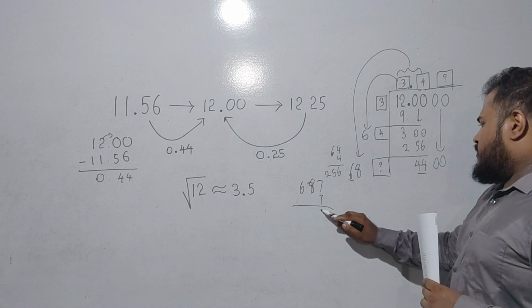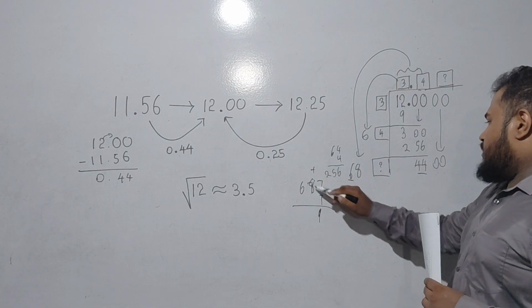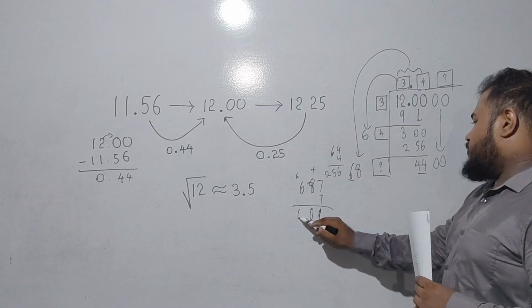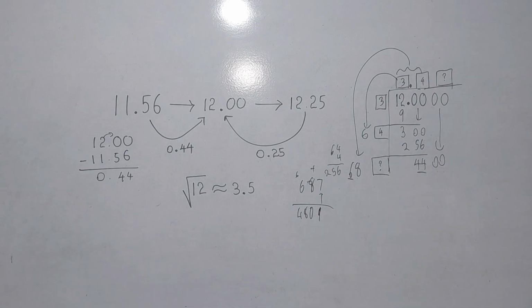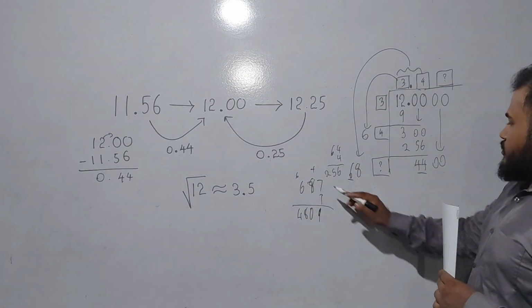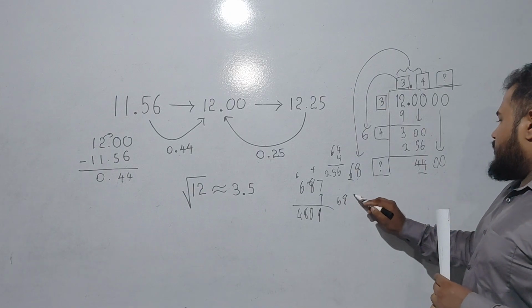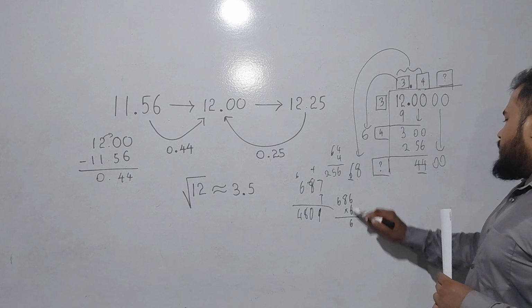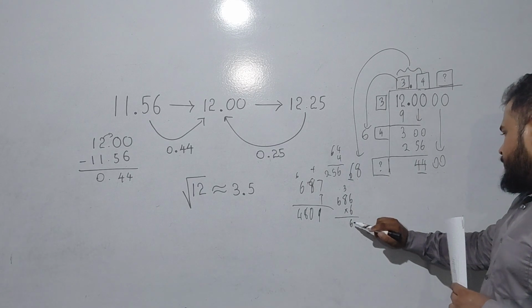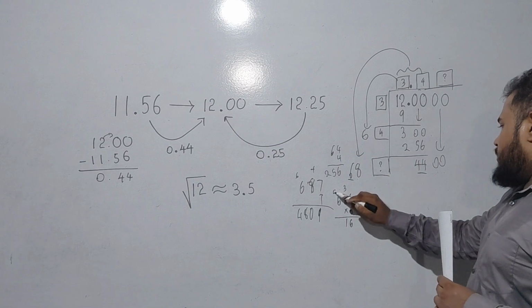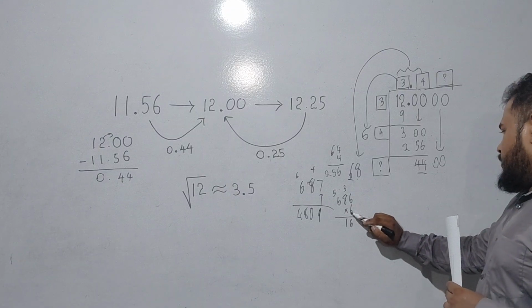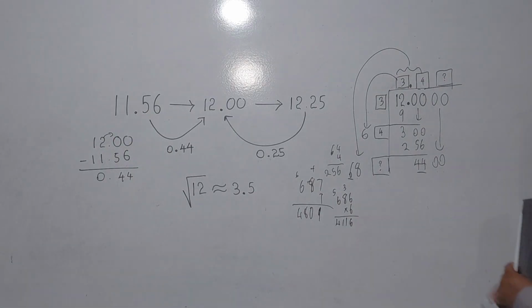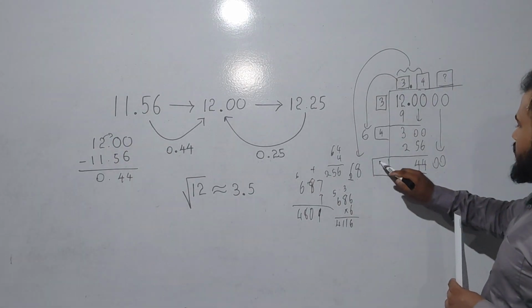7 into 7, 49. 4 remaining, 8 times 7, 56 plus 4, 60, 6 remaining. 6 into 7, 42 plus 6, 48. 4809. It exceeded. So we have to choose 686, 6 into 6. 6 into 6, 36, 3 remaining. 8 into 6, 48 plus 3, 51, 5 remaining. 6 into 6, 36 plus 5, 41. That does not exceed. So we can put 6 here and here.